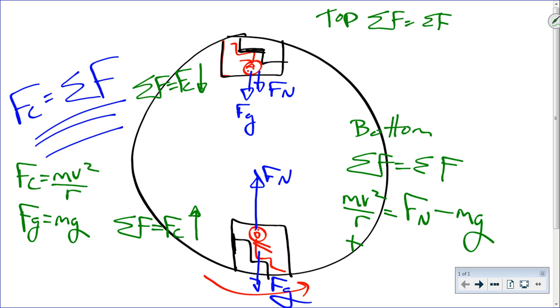My centripetal force is still mv squared over r, but there's something important different about the net force at the top. It's downward, right? Do you see why? So I can make this guy negative, and then that's got to equal my unknown normal force, if there is one, minus mg. So the only difference is this negative sign, right?